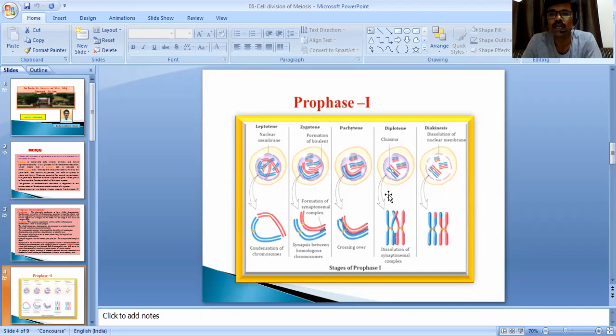They will be called chiasma, along with dissolution of the synaptonemal complex. Here, see the synaptonemal complex. And the last one is diakinesis, with dissolution of the nuclear membrane. This is prophase first. It is divided into five stages: leptotene, zygotene, pachytene, diplotene, and diakinesis.